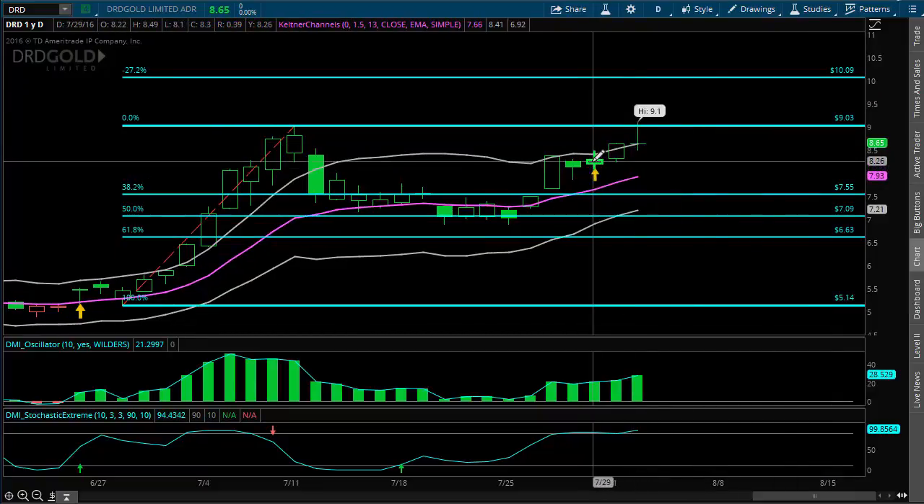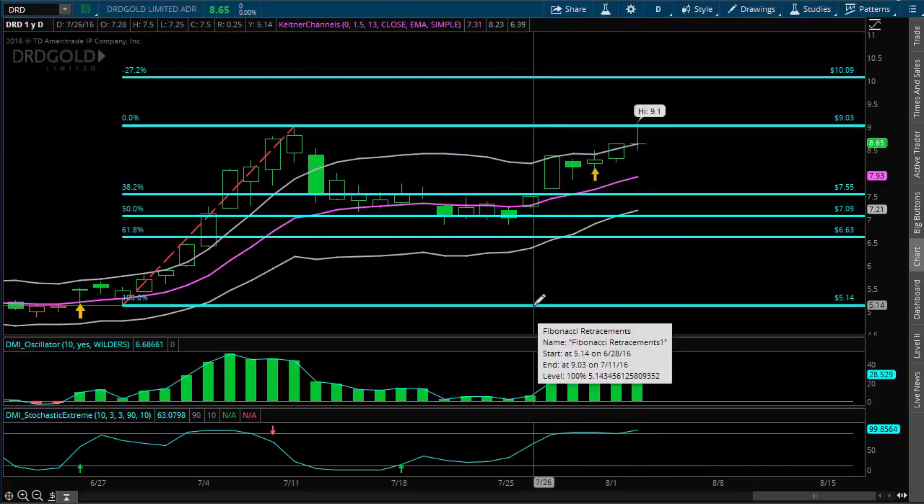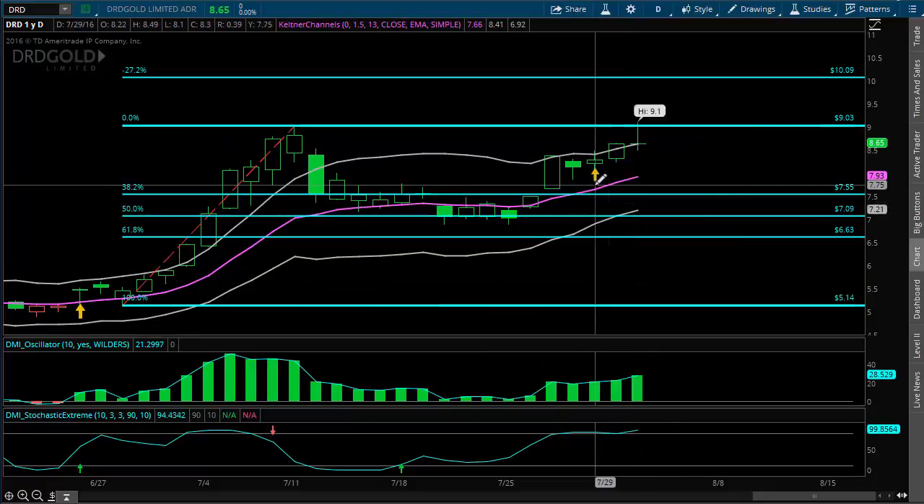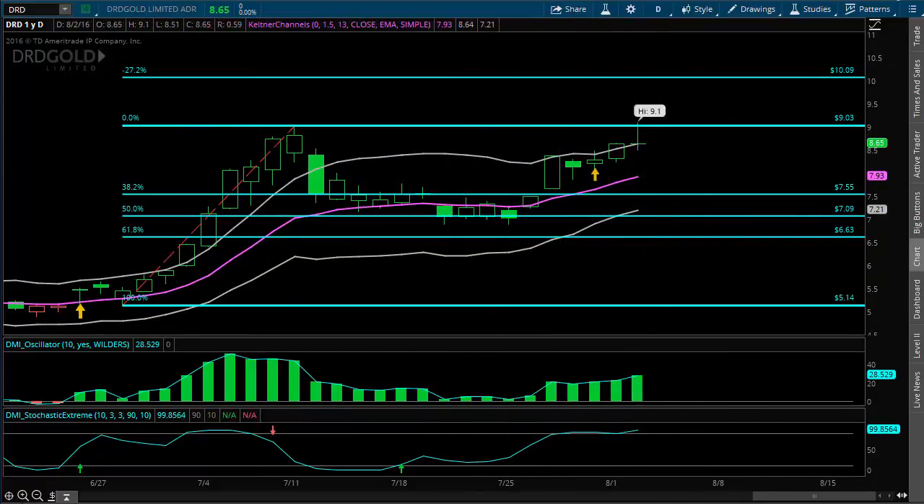We entered on Friday of last week, so we're up a little bit in the trade, but my focus on this trade is to keep an eye on the Japanese yen, and we want gold to be heading higher as well.